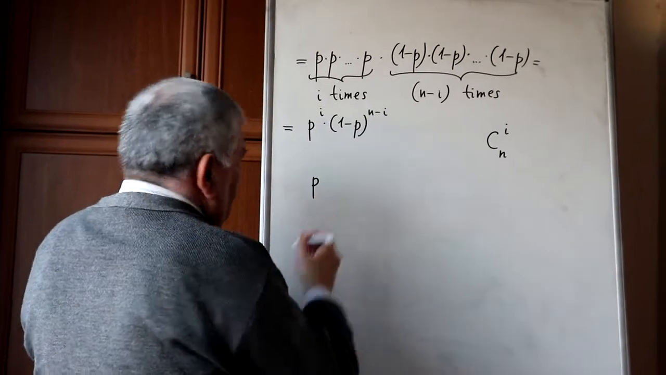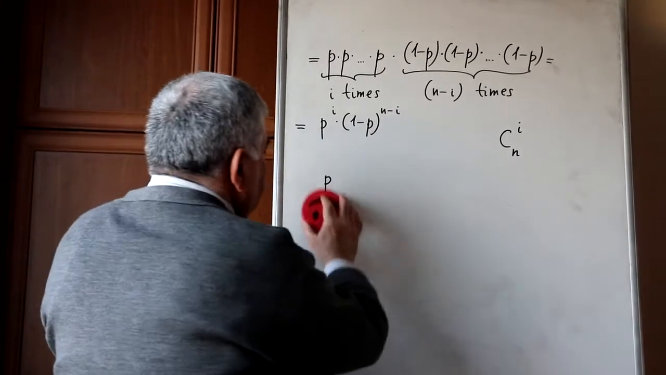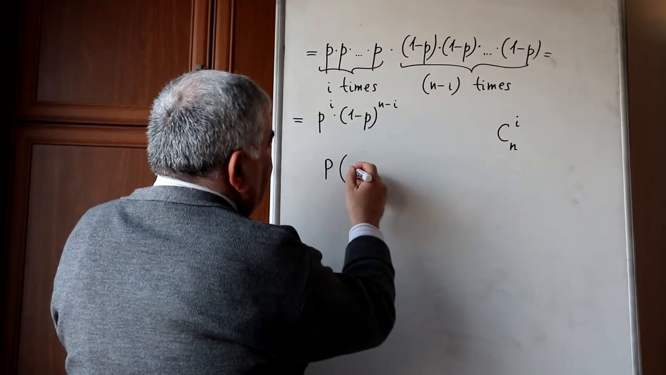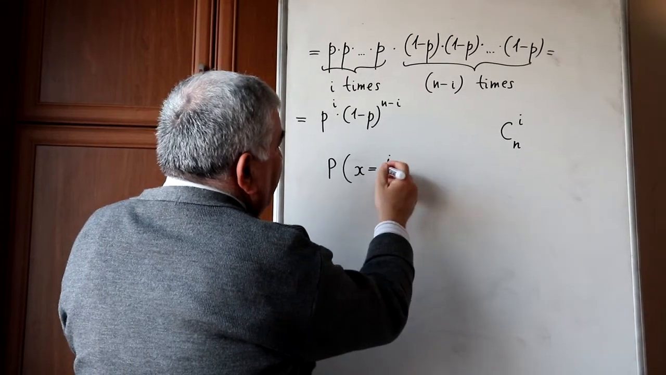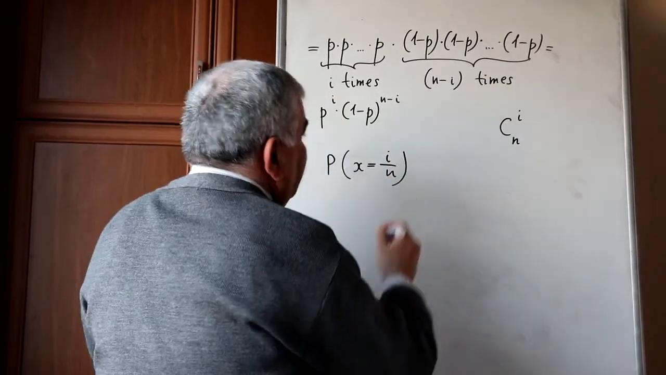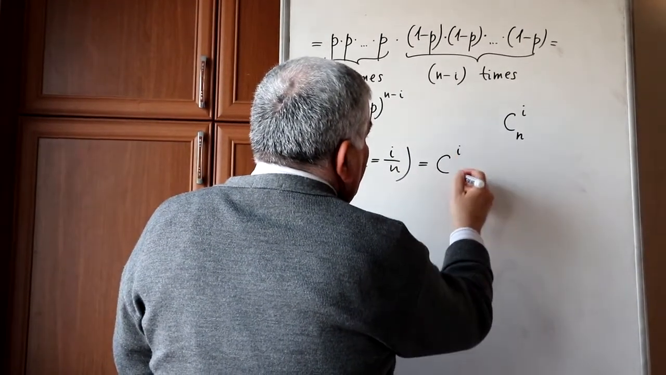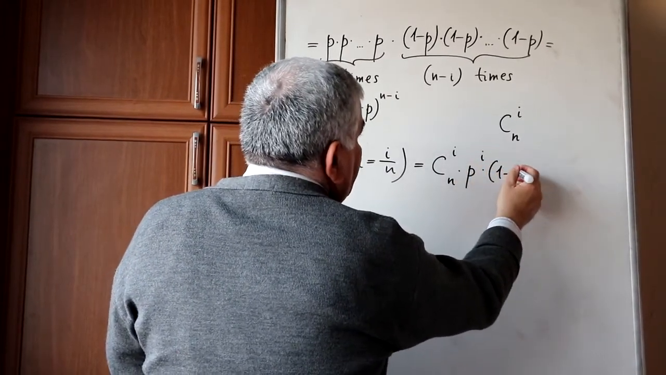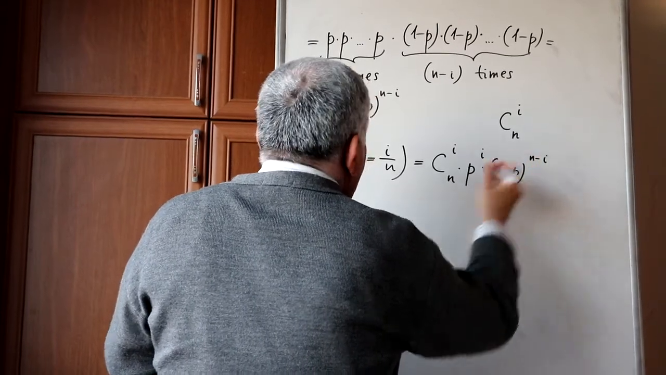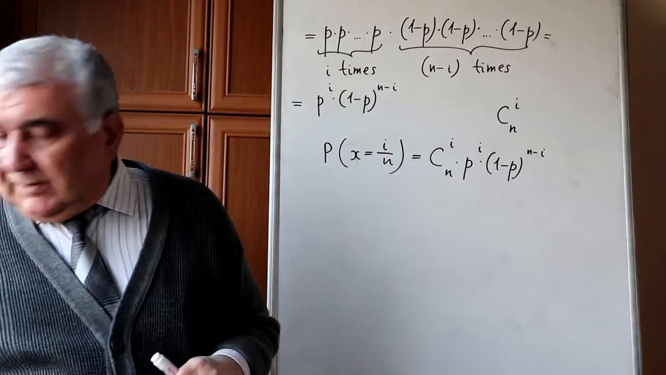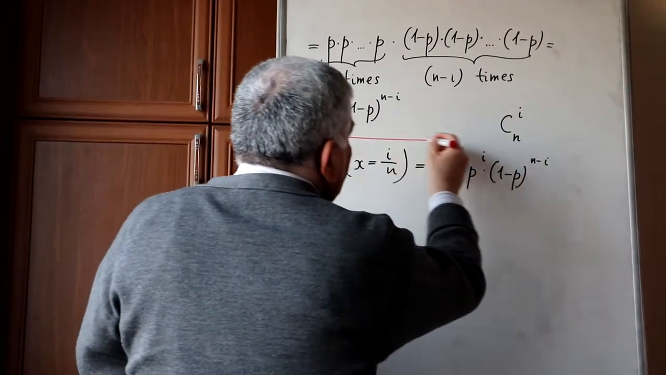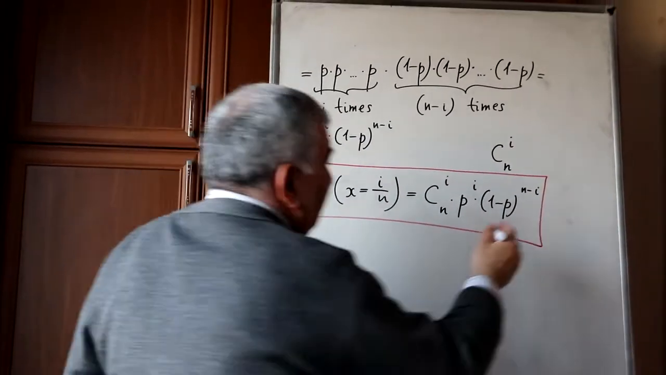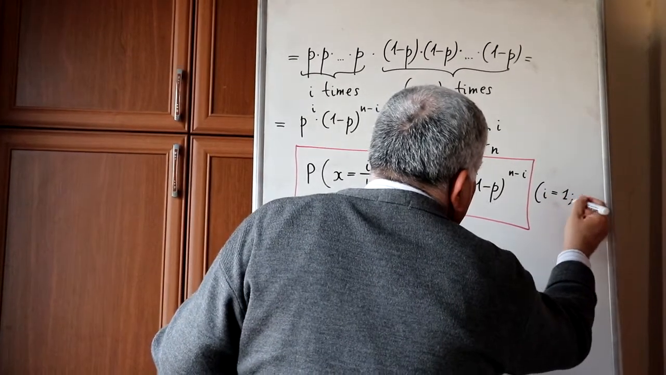P capital, when x equals i over n, equals C of i out of n multiplied by p to i multiplied by 1 minus p to n minus i. And we obtain this formula. It is the formula of the binomial distribution. Here i changes from 0 to n.